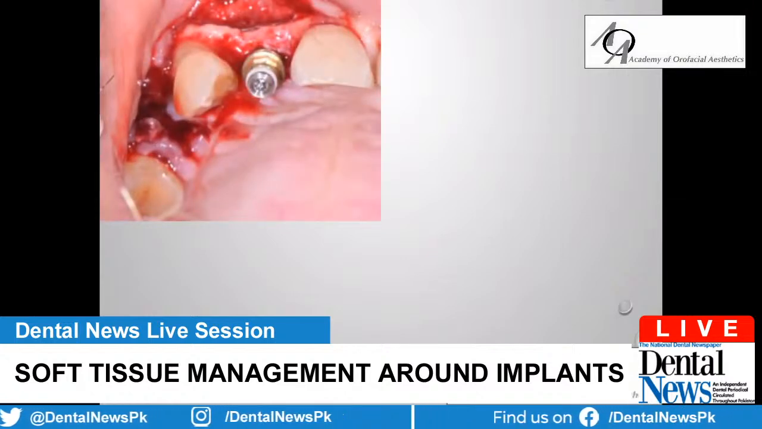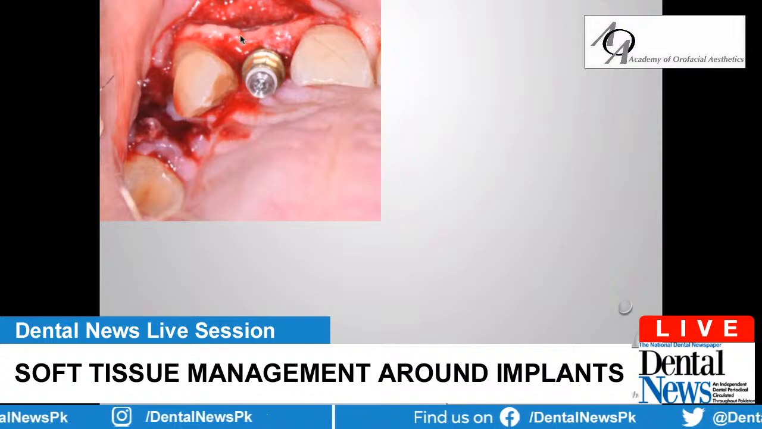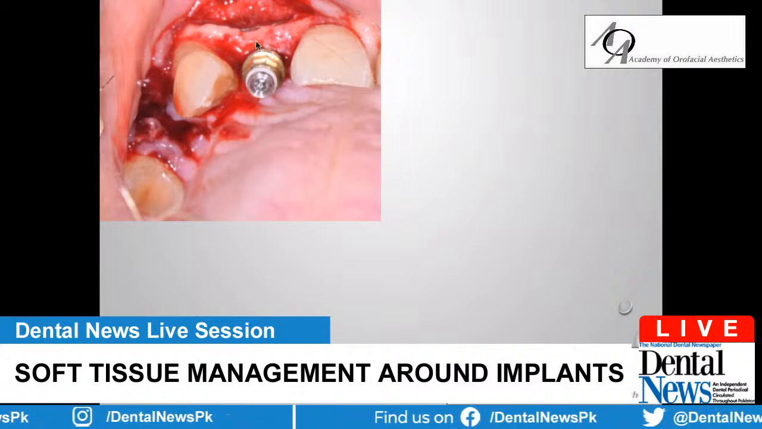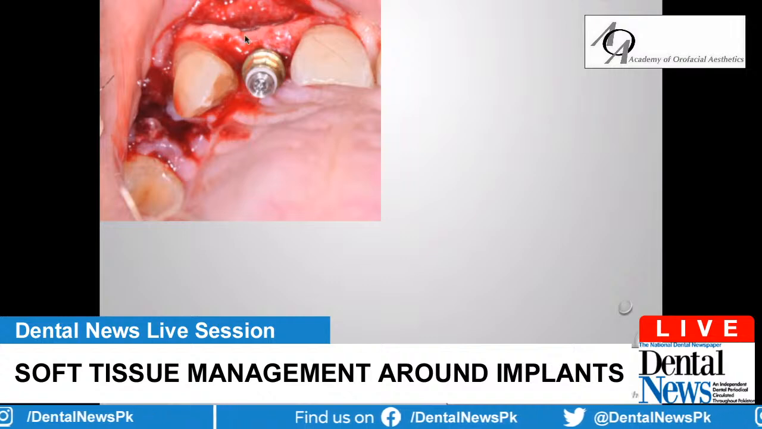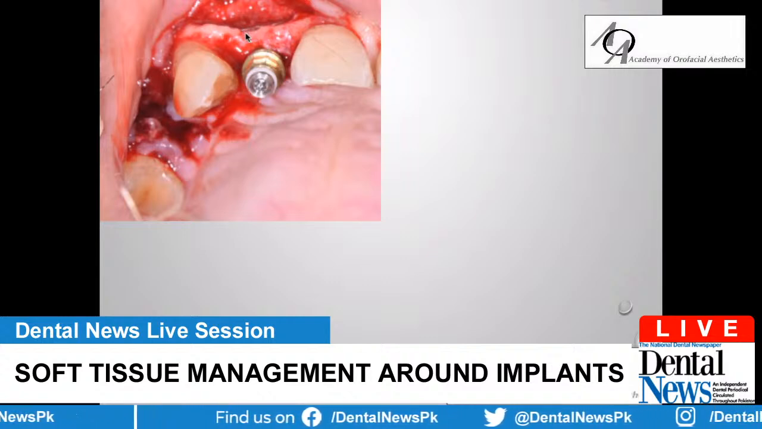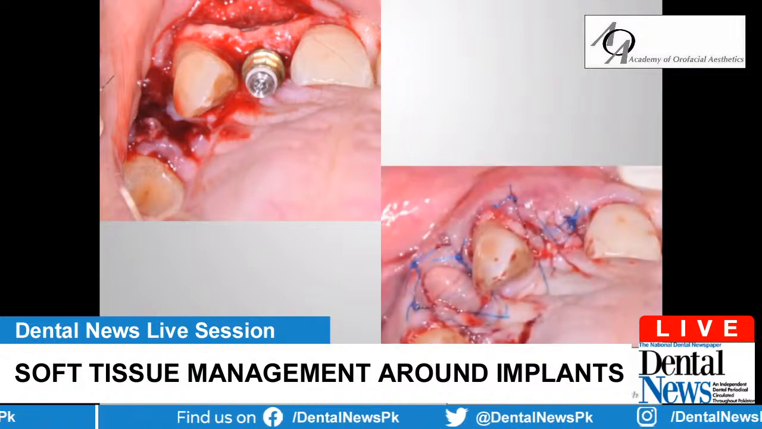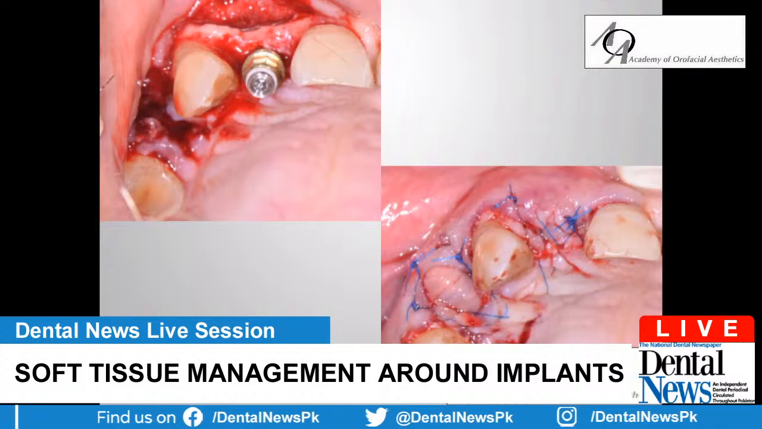This is while doing surgery. Obviously, we had to graft this area. This is a band of cortical bone, but there was a deficiency behind it. So we grafted that area with allograft and membrane. We covered it up, sutured, and closed it.